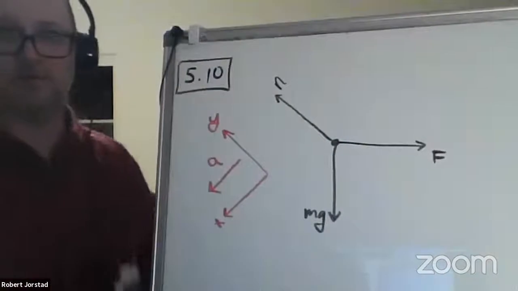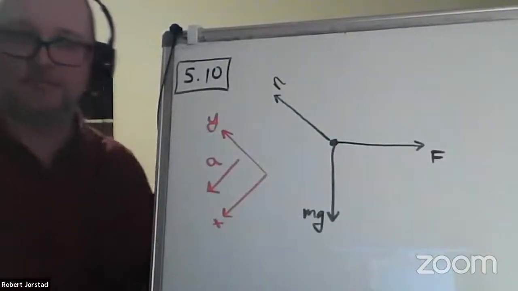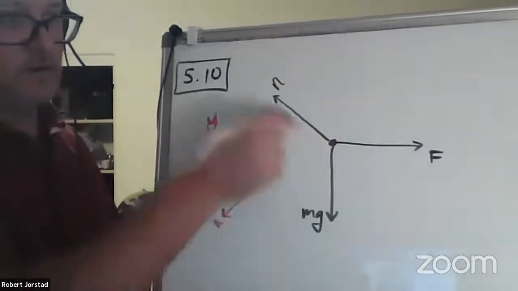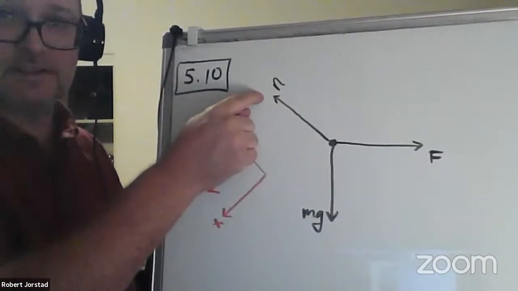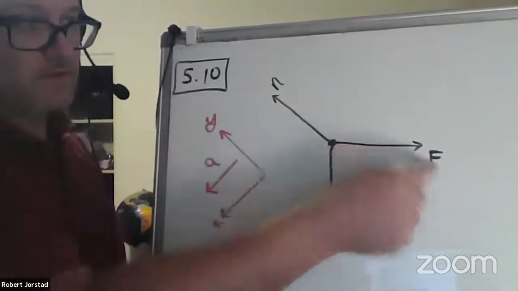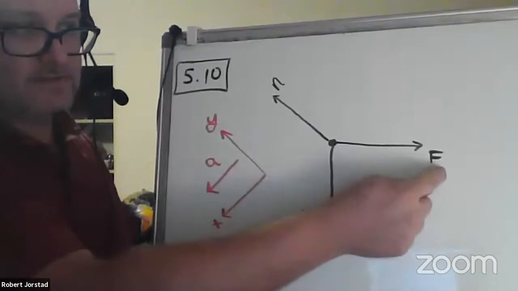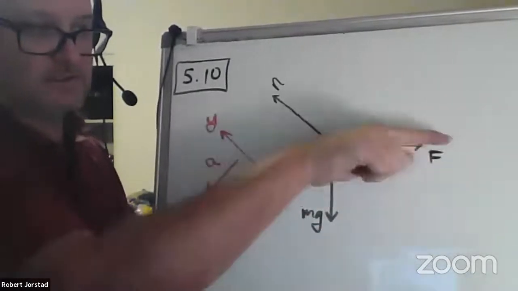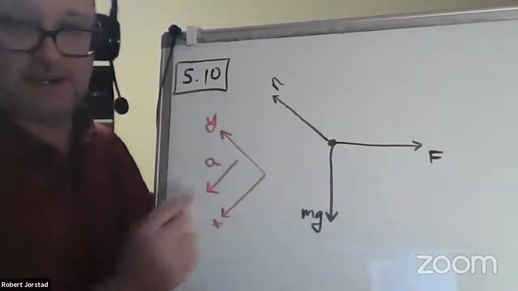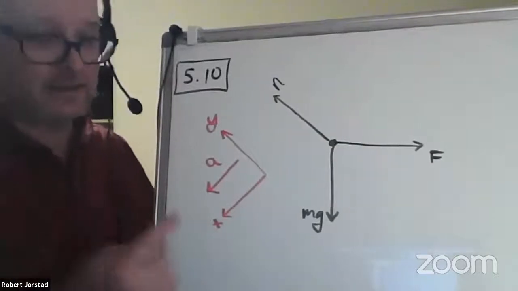This is what I came up with for my FBD. I assume there's a normal force perpendicular to the surface. There was an applied force with magnitude F. Notice I left out the arrow. This is the magnitude, going straight that way. There's mg straight down.